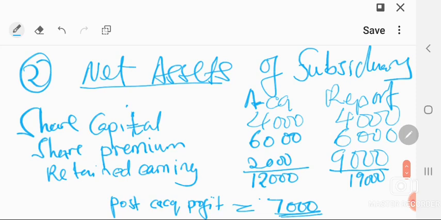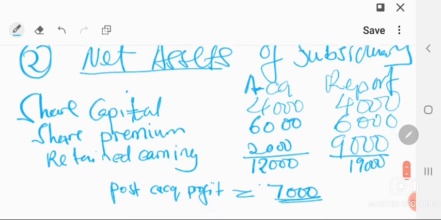Then 4,000. Share premium also is the same for the reporting date and acquisition, but be careful on retained earnings. Go to the additional information where they said 2,000 at date of acquisition, so that's why I've put it in the acquisition column. Then we have the 9,000 on this side, which came from the reporting date in the financial statements. Then we summed up both sides. We got a 12 and a 19. The difference is what we call post acquisition profits. Just remember from what we did. You can even rewind the video. And after this, what next?